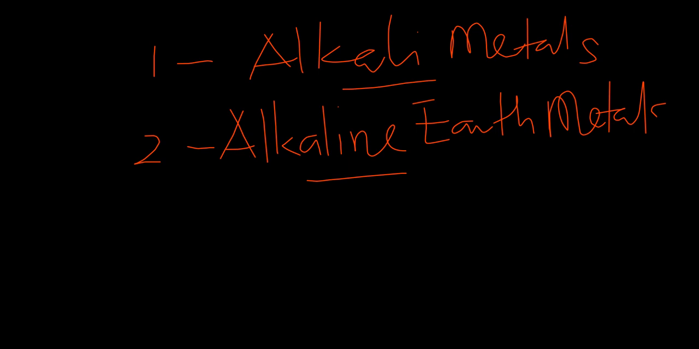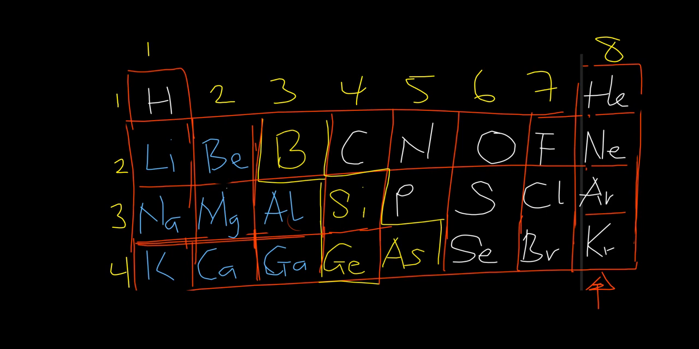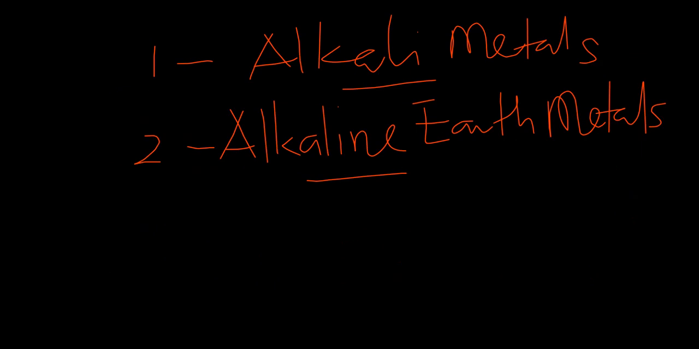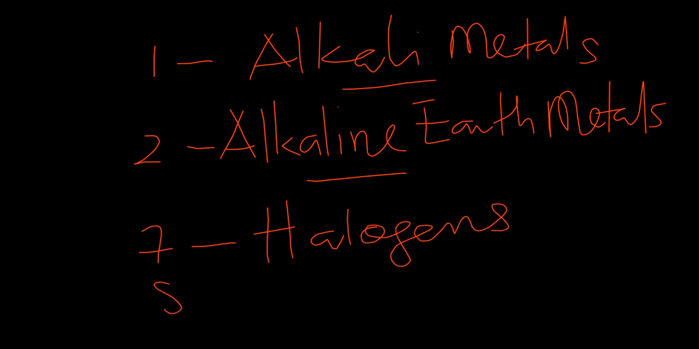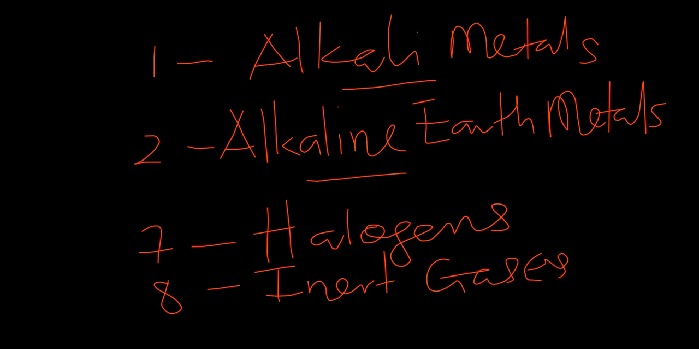Then we move to the group 7 elements. Group 7 elements are called the halogens. That's the special name, halogens. Then the group 8 elements are also referred to as the inert gases or the noble gases. So you need to remember these special names given to groups. And I believe that will bring us to the end of today's lesson.